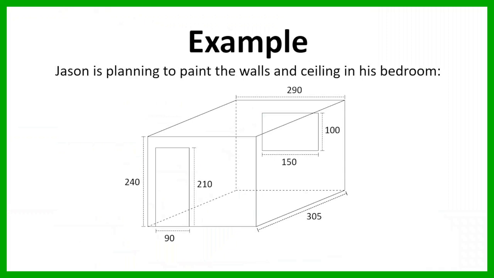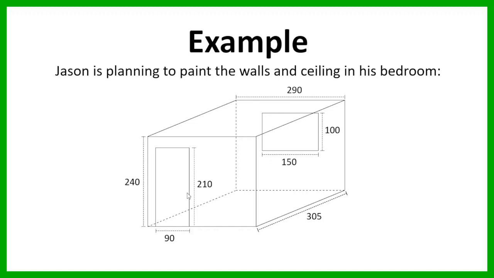So here you've been told Jason is planning to paint the walls and ceiling of his bedroom. Now be careful, they've told you that he's painting the walls and ceiling. He is not painting the floor. Okay, so you need to be aware of that. So you need to take into account all the walls and the ceiling of the bedroom.